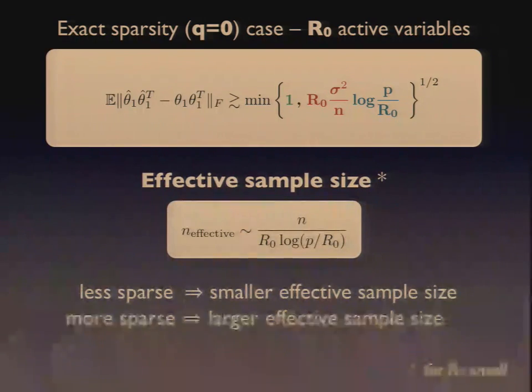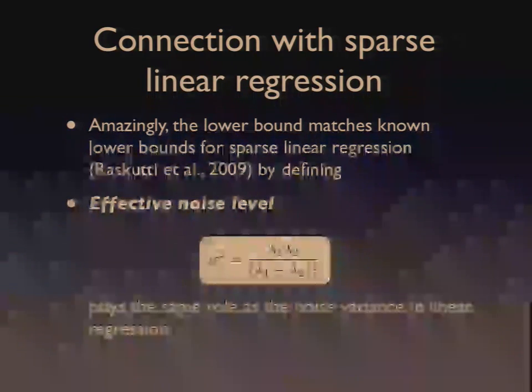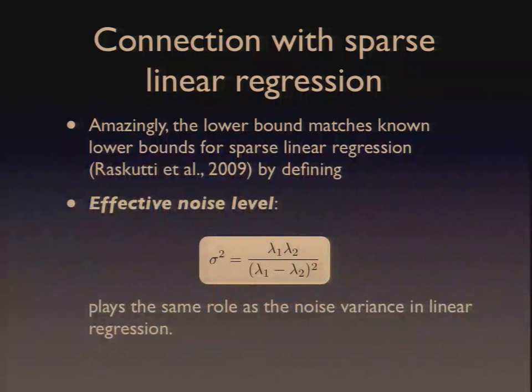Now let me go back to talking about this effective noise variance term. I defined this effective noise level, sigma squared. It depends on the first and second eigenvalues. The reason I define it this way is that it's actually pretty interesting. About 3 years ago, there was some work on minimax rates for sparse regression. And it turns out that if you define the effective noise level in this way, our lower bound actually matches the lower bound that you get for sparse regression. What this is saying is that the sparse PCA problem is somehow statistically just as hard as a sparse regression problem.